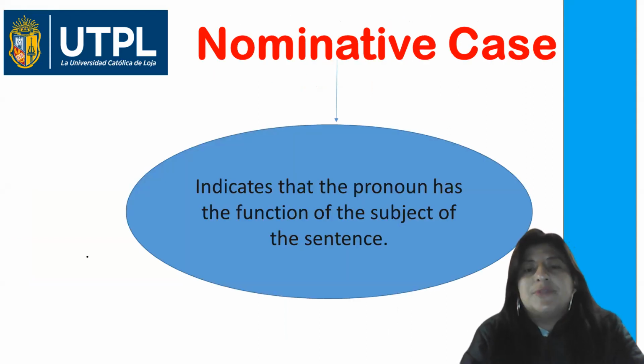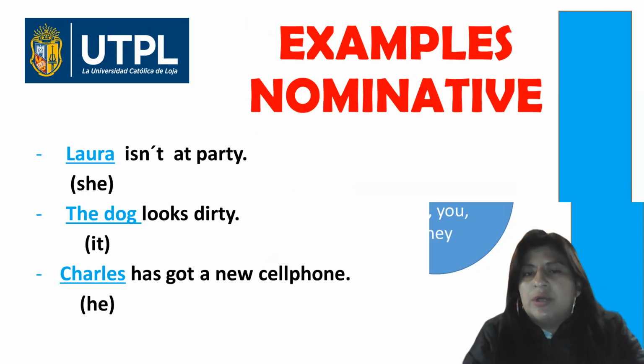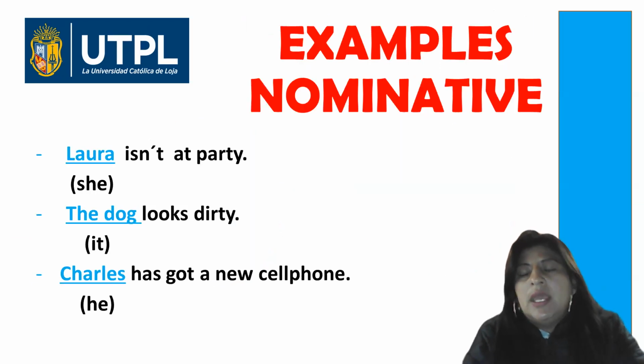First of all, I'm talking about nominative case. Nominative case indicates that the pronouns function as the subject of the sentences. Don't forget that we have some pronouns in English, singular and plural. For singular, we have I, you, he, she, it. For plural, we have we, you, and they.